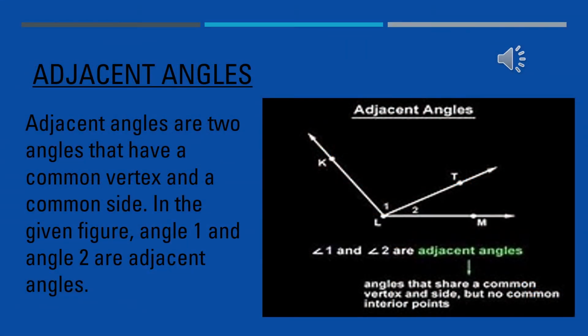Adjacent angles. Now as the name suggests, adjacent means nearby. So adjacent angles are those angles which have a common vertex. As you can see in the figure, the two angles have a common vertex L and they have a common arm. The common arm is LT. So angle 1 and 2 are adjacent to each other.